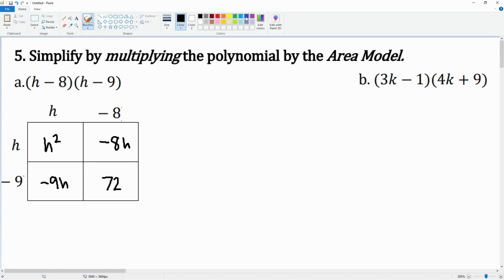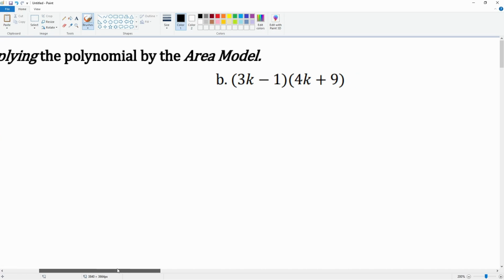Okay, there are some like terms here. These two are like terms, so we can add them together. That becomes a negative 17h. Everything else remains the same, h squared, and the plus 72. So the final answer is h squared minus 17h plus 72.